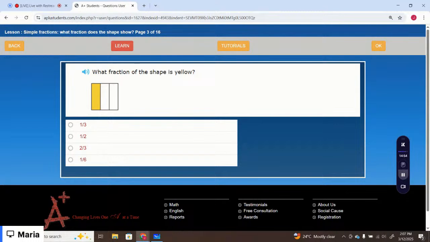What fraction of the shape is yellow, which is the correct option? That is 1 out of 3. The shape has a total of 3 equal portions. One of the portions is colored, so that is 1 out of 3. Option number 1 is the correct option.